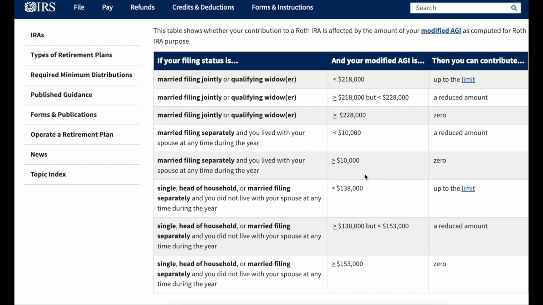Now, always check with your accountant that you use, but I just want to introduce you to the idea because it's a great way to save for your retirement. And this has all the limits here. The 138K, 153K, and it goes through all the different situations that you could have. So it's definitely something to look into and speak to your accountant about it. But I just want to introduce the idea of it here.